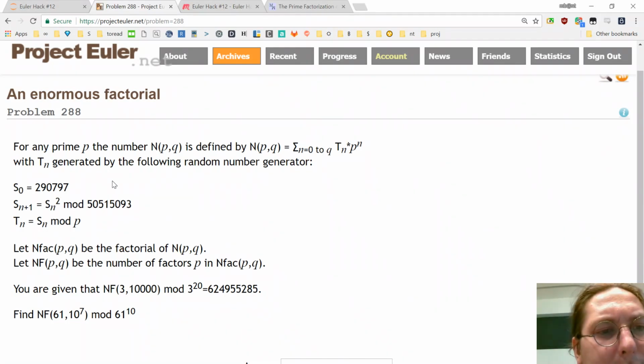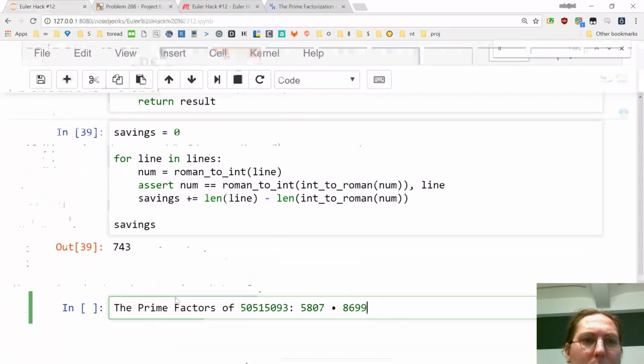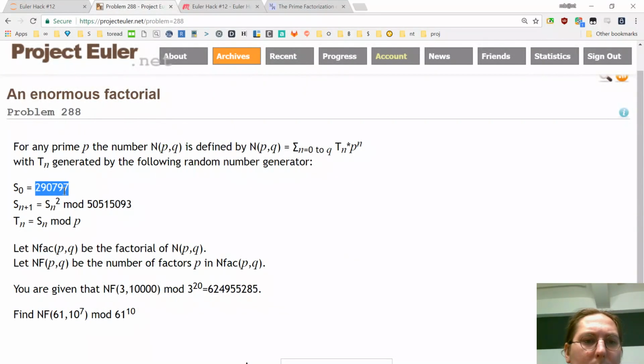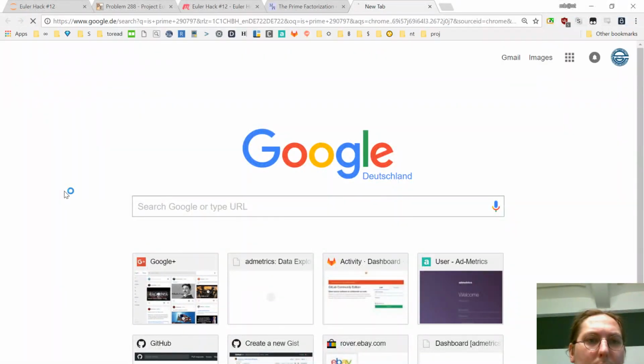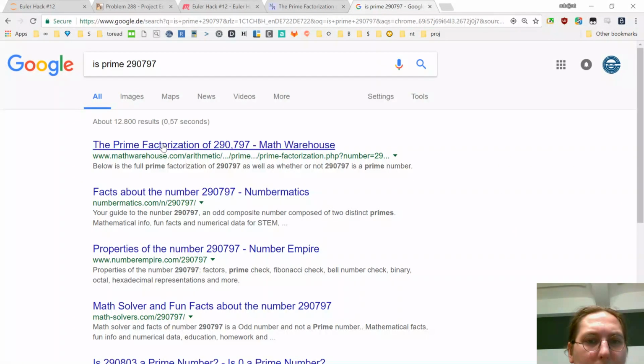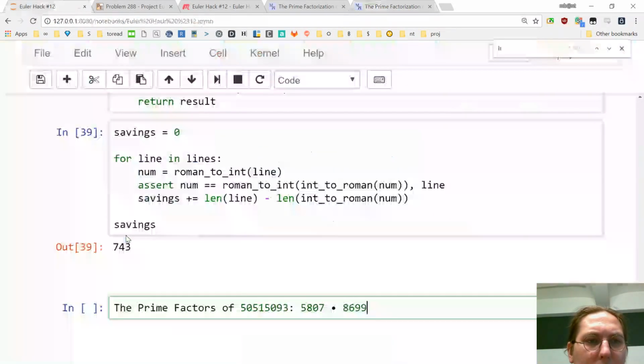What's the relation between S0 and that one? What's the relation between this number and this? Not sure about this one. Let me just grab this. The starting algorithm is strange. No, it doesn't matter.